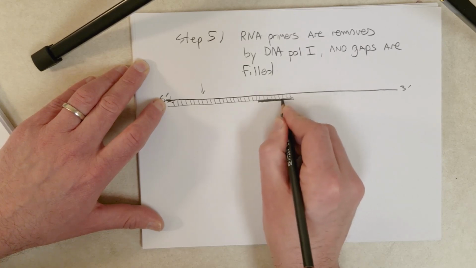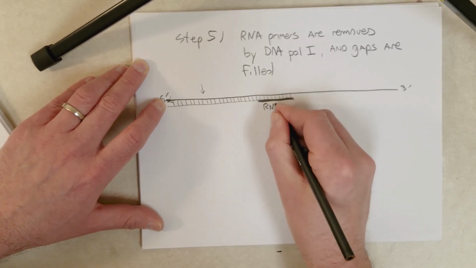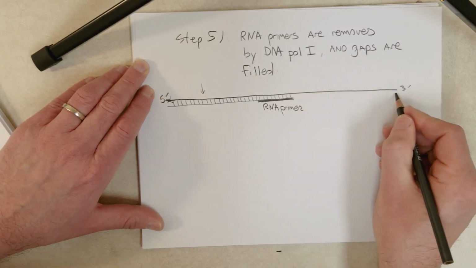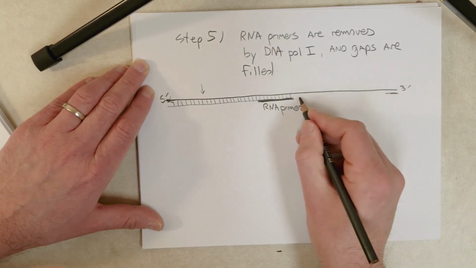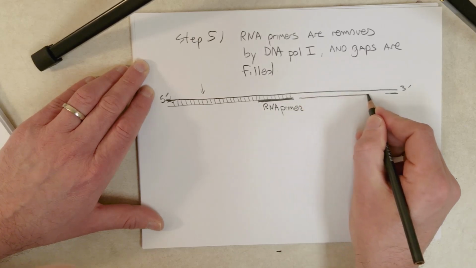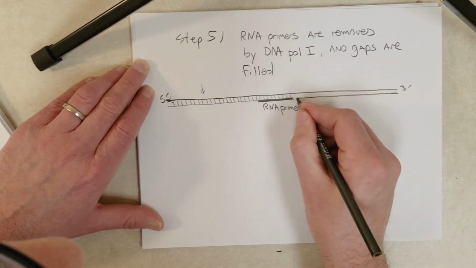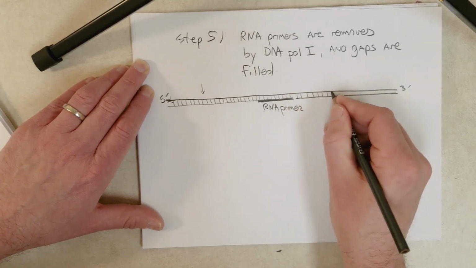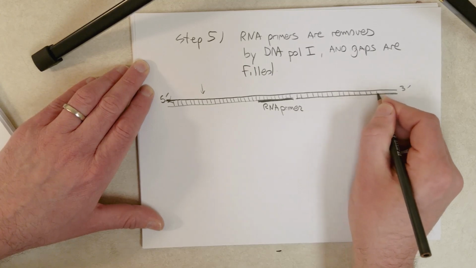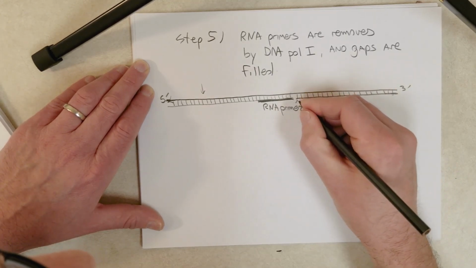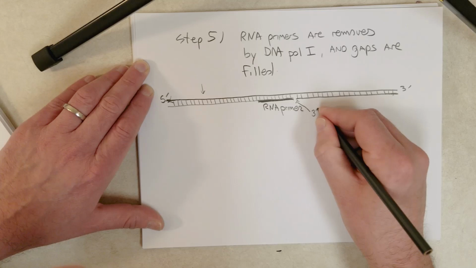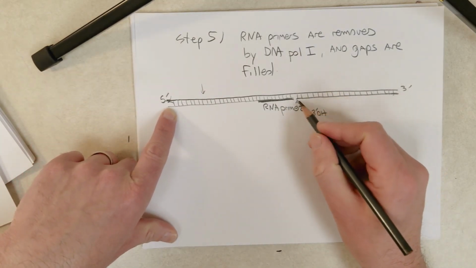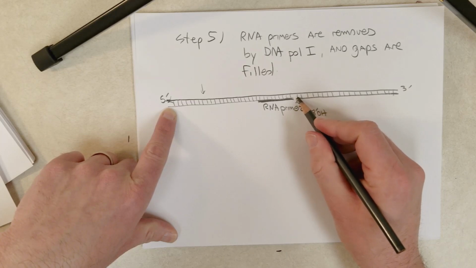I'll shade this in to indicate this is the RNA primer. And let's say there's another fragment up here, but this is just DNA. I won't show the RNA primer up there. And let's say this is the 3' end, right here. This is the 3' OH of the last nucleotide that was laid down by DNA polymerase III.